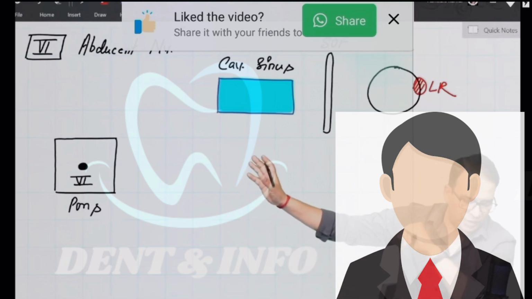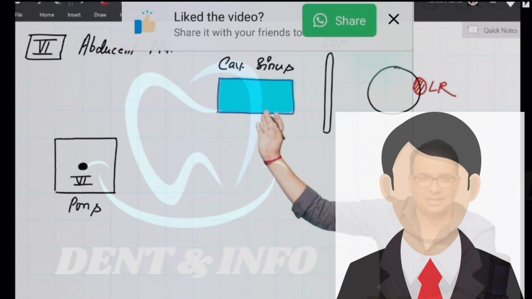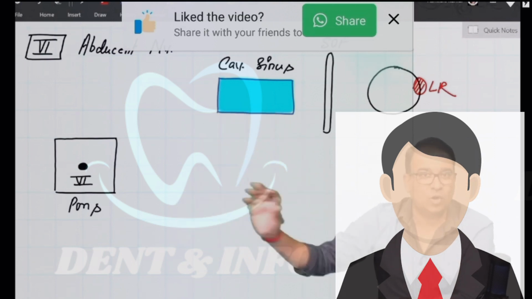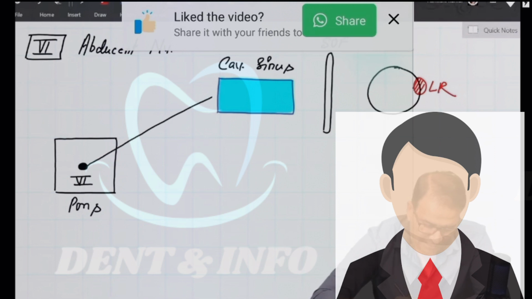The only thing which I would request you is to draw this a little higher here. Cavernous sinus is a little higher because it is at the level of the midbrain. Now where will the nerve start from? From the pons. So the nerve will start from the pons and that will ascend upward. Now this will create all the difference here. Sixth nerve will ascend upward to reach the cavernous sinus.